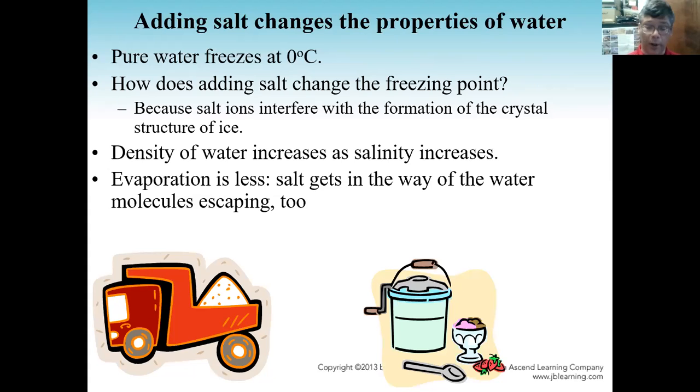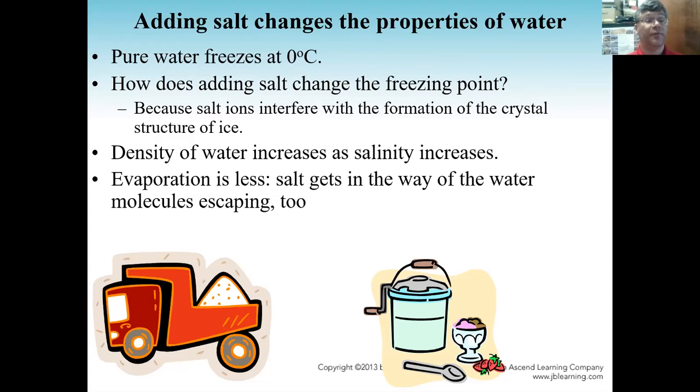Basically, salt is not water. So those salt ions don't fit into that nice hexagonal structure of the water crystals, and they get in the way, making it harder for the water to get all lined up and build the crystal. Adding salt: if you take a bit of salt and drop it in water, some of it dissolves, but the rest sinks. Salt is denser than water. So when we mix salt with water, it's going to be denser than pure water.